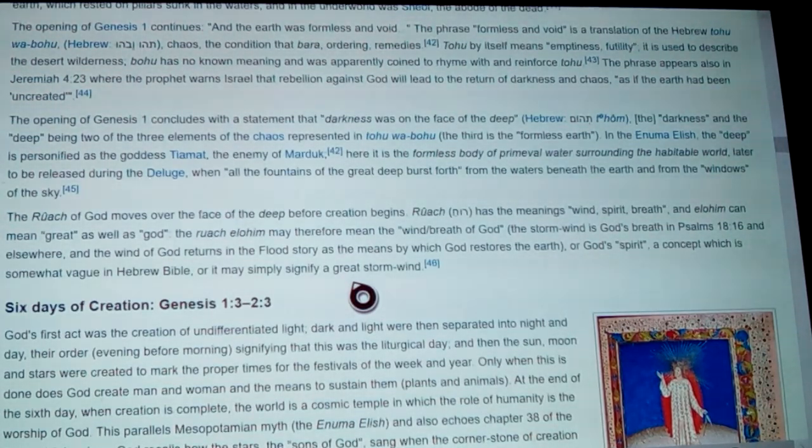Now, the storm wind is God's breath. In Psalms 18:16 and elsewhere, the wind of God returns in the flood story as the means by which God can restore the earth, or God's spirit, a concept which is somewhat vague in the Hebrew Bible, or may simply signify a great storm wind. But I tell you, no, this is the same word that's used for them to supposedly part the Red Sea.